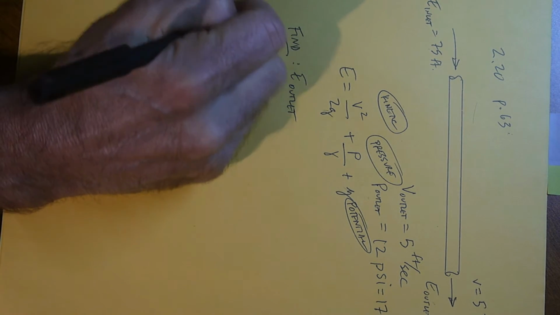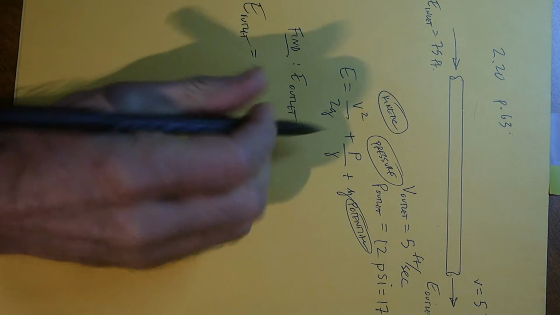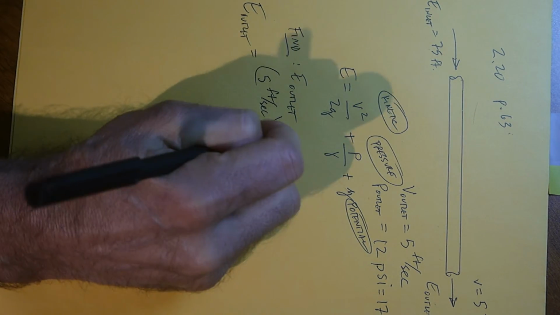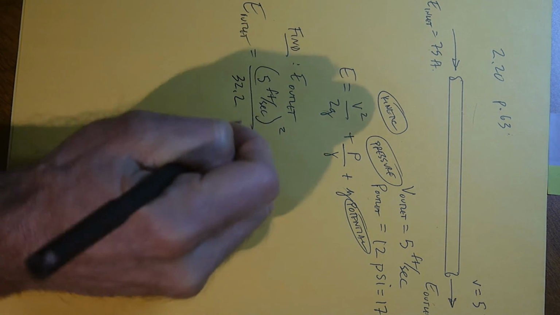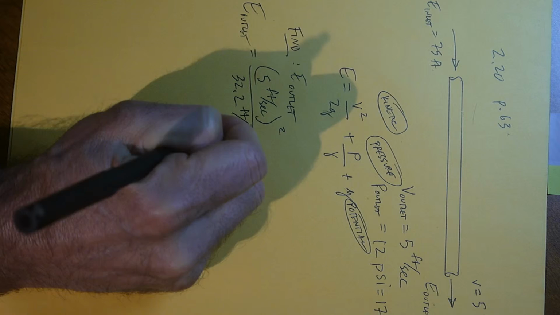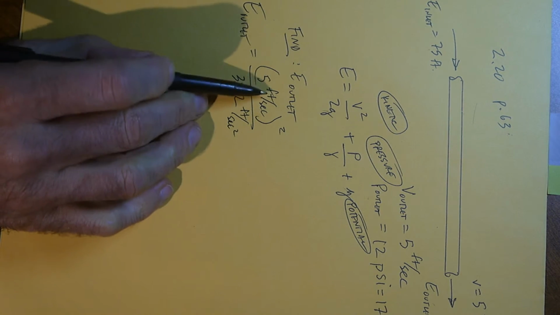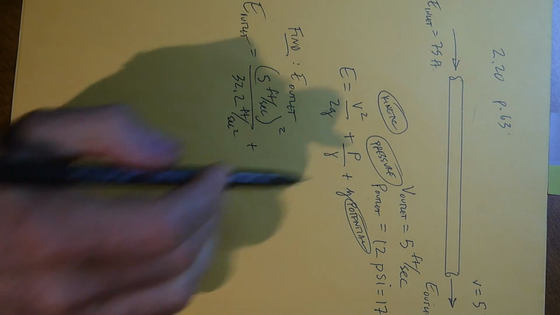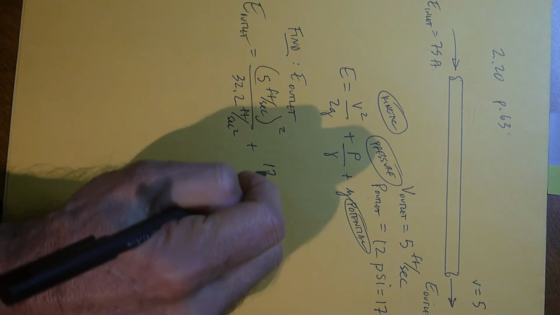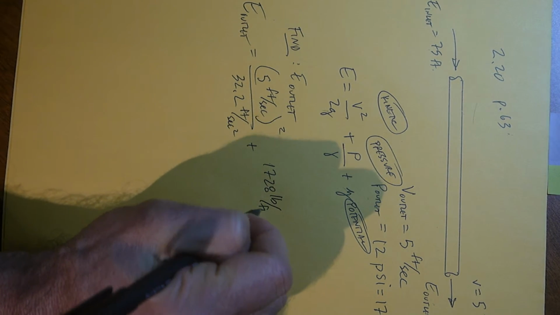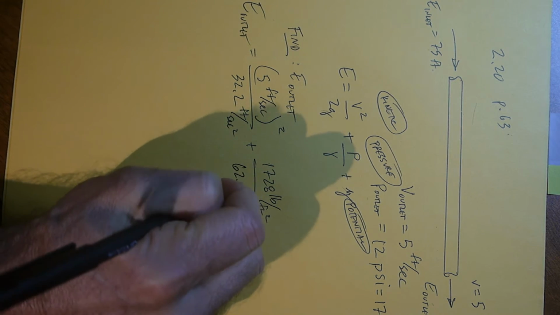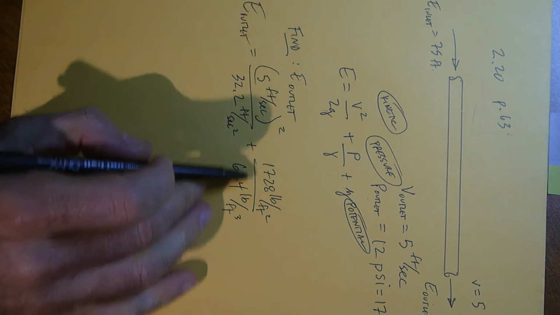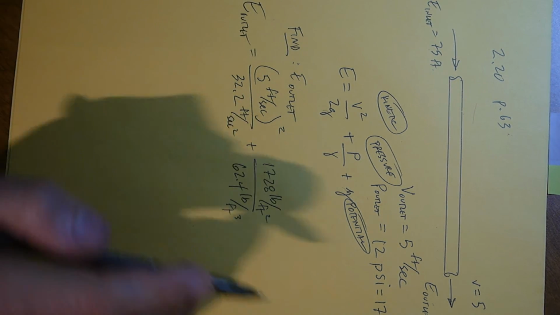So E outlet is going to equal the velocity, 5 feet per second, that whole thing squared, divided by 32.2 feet per second squared. So you'll notice you'll end up with a foot on top because you have feet squared over second squared and then feet over second squared. So that's good. And then we've got the pressure, which we converted to 1728 pounds per foot squared, divided by the unit weight of water, pounds per foot cubed. Okay, so that is our pressure term, our pressure energy. Kinetic energy, pressure energy, and now potential energy.